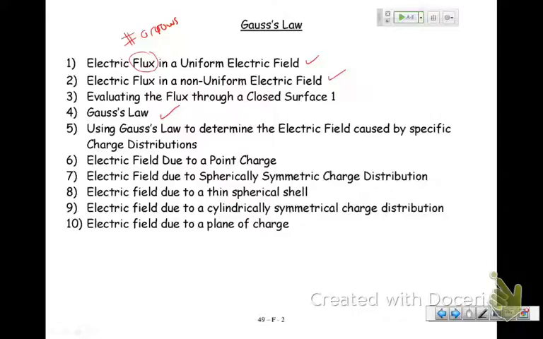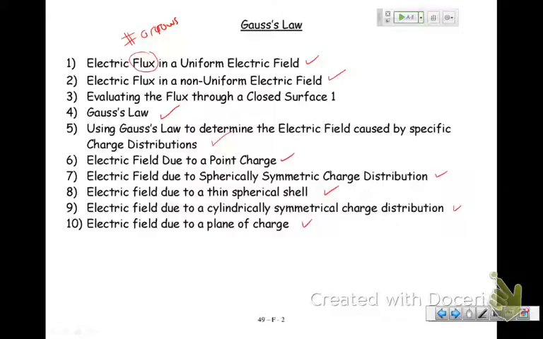And we're going to then use good old Gauss's law to determine the electric field at a given point. So electric field due to a point charge, and electric field due to symmetrical charge distributions: a spherical shell, cylindrical symmetry charge distribution like a wire, and a plane charge distribution. Okay, so that's where we're going.